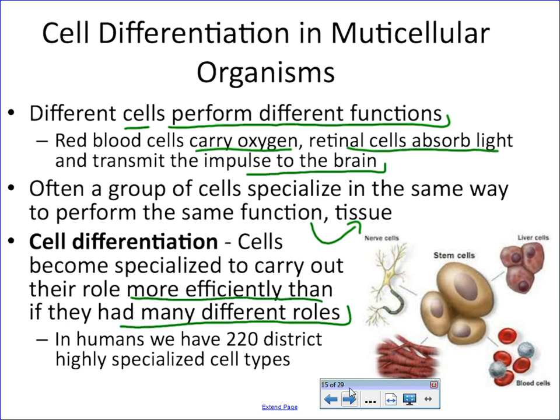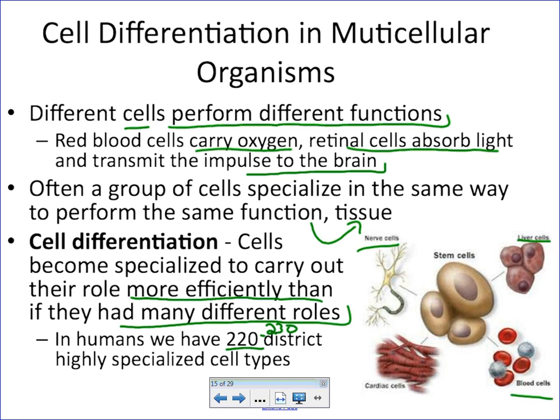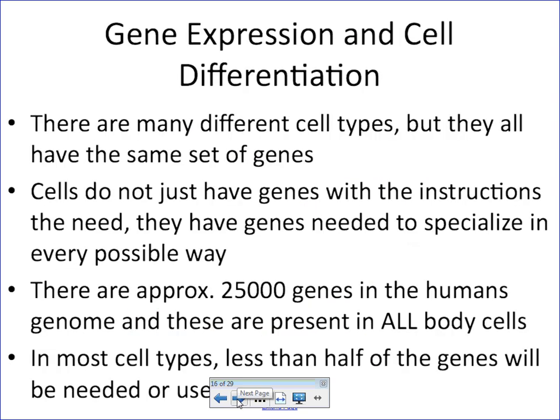In humans, we have anywhere between 220 to 230 distinct, highly specialized cell types. So these cell types can include things like nerve cells and liver cells, or blood cells, or cardiac cells. And all of these different cell types originate from one progenitor cell, referred to as stem cells. So with these differentiated cells now, they will express different genes. So there are many different cell types, but they all have the same set of genes.